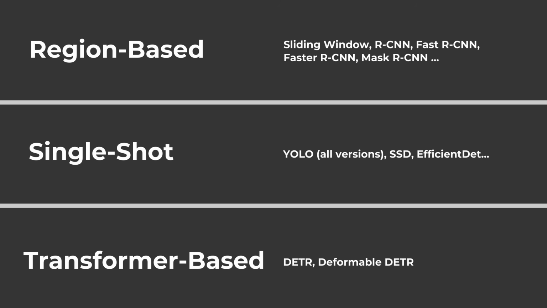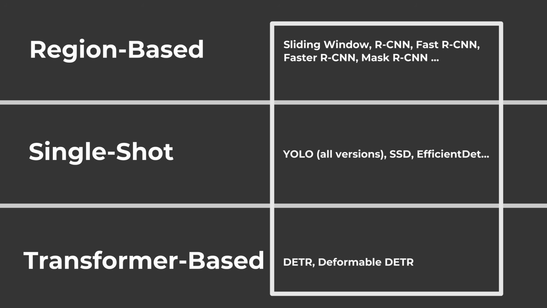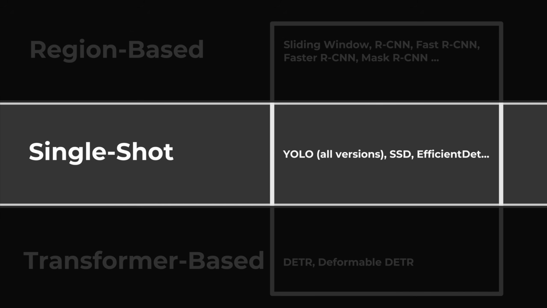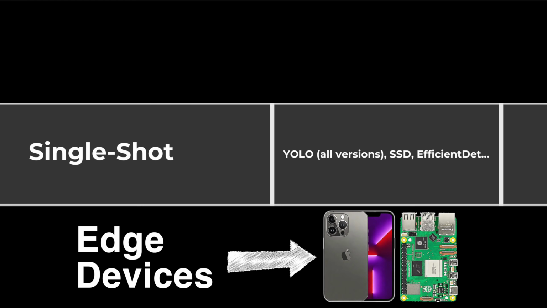There is no universal network that is best for everything. Each of these models is suited to different situations and tasks. Usually single-shot models are better for real-time object detection. They are significantly faster on edge devices. Let's review how to use them on a Raspberry Pi with AI camera.